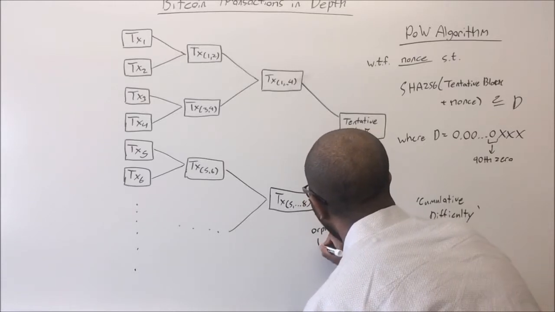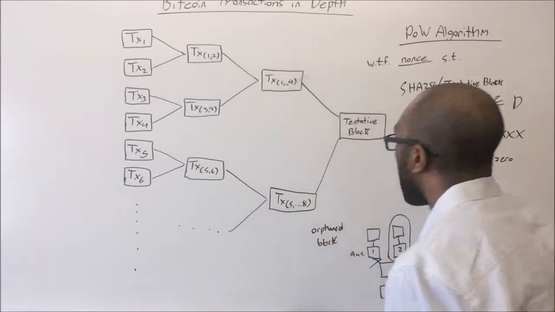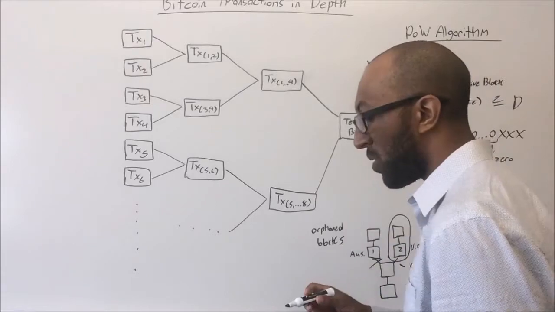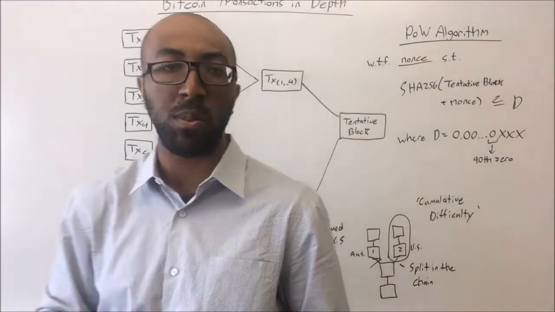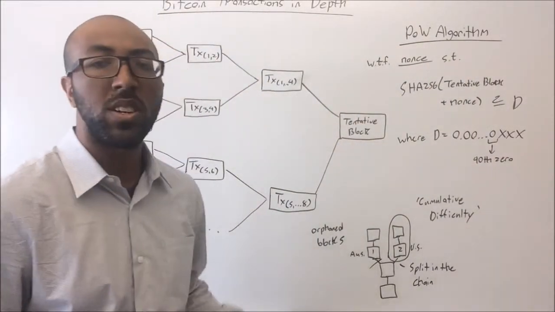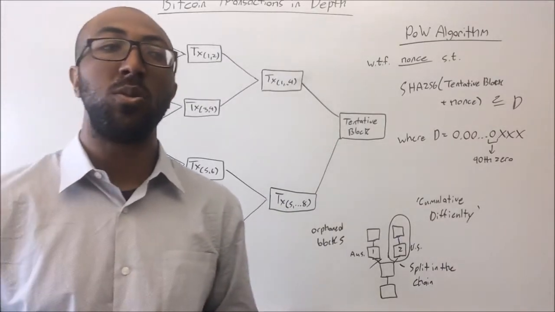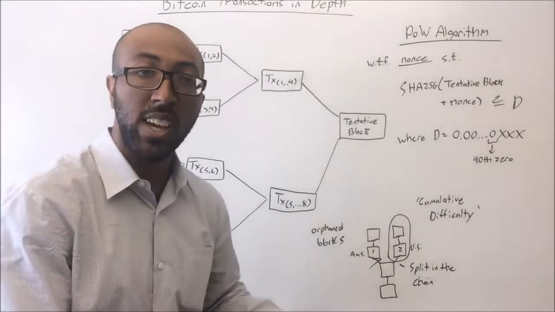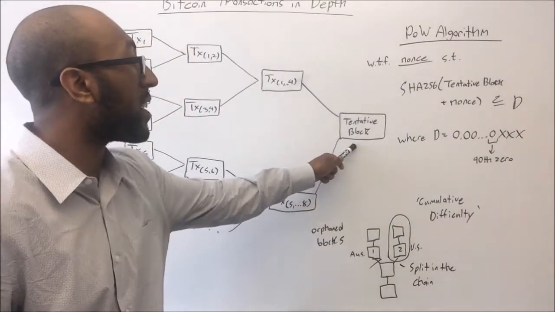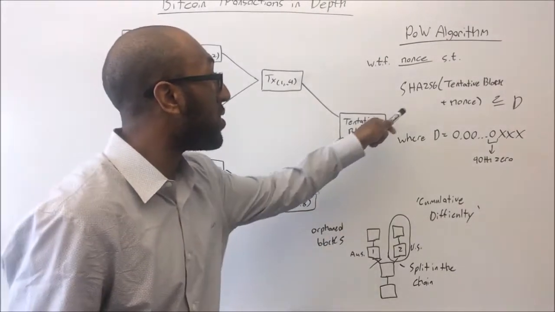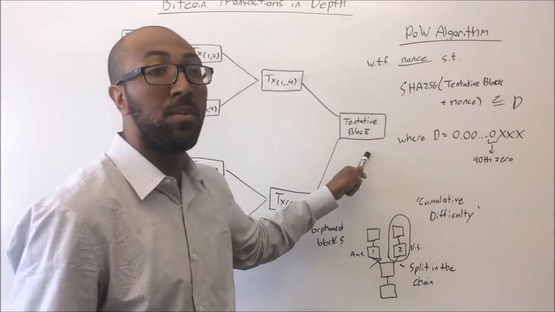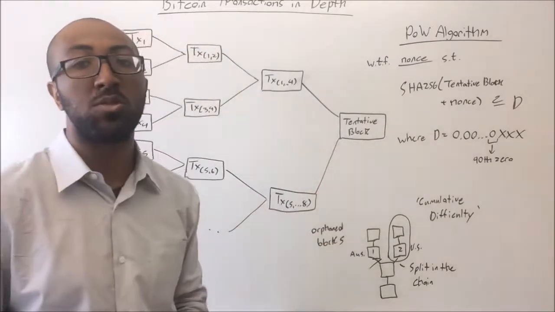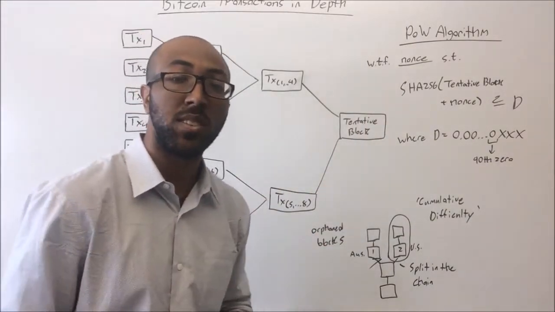Now the important thing to know about orphan blocks is that if your transaction was on an orphan block and your block gets orphaned, your transaction doesn't go through. So you'll have to wait until your transaction gets picked up by another miner once again, and they put it into a tentative block, and they solve the solution for that block. Only then will your transaction actually be fulfilled.